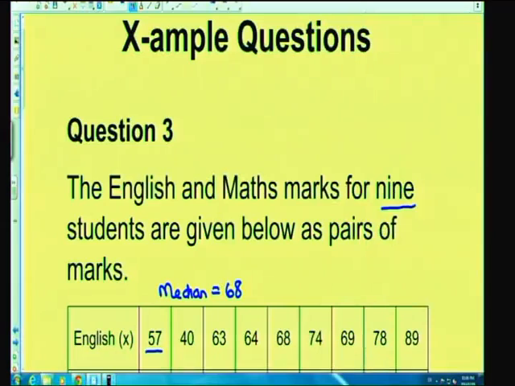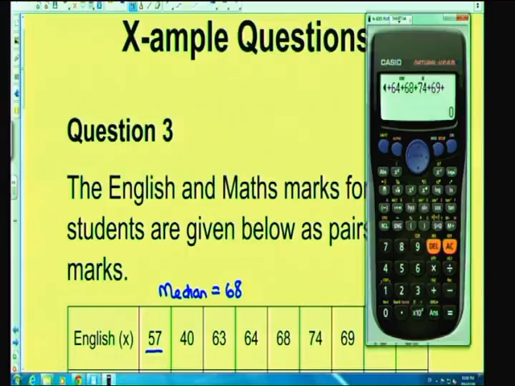And now I need to just take the calculator out for now so I can look at the last two numbers. 78 and 89. Right, that gives me 602, but there are 9 bits of data, so I need to divide by 9 to find the mean. And I find the mean to be 66.888.